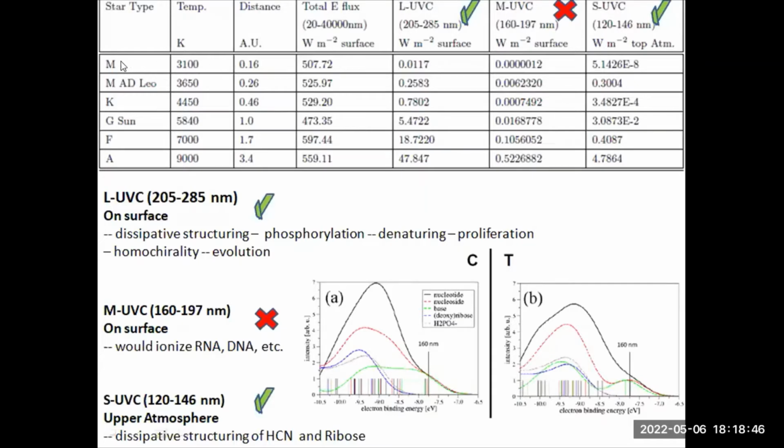And so these are the star types, M, K, and G type, F, and A. And these are the average surface temperatures of those types of stars. And this is the distance that a planet like Earth would have to be from the star in order to have liquid water on the surface.